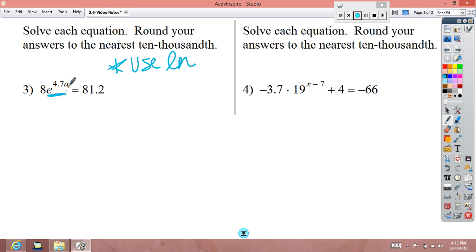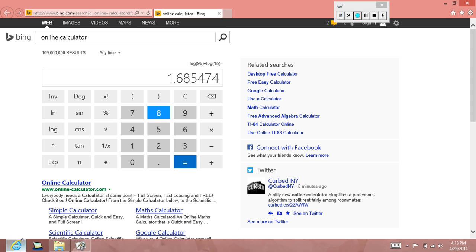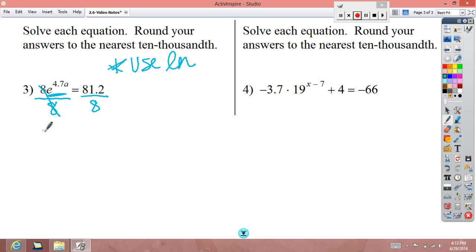And so what's on the same side as that? Well, this 8, right? And this is 8 times this. So I want to get rid of that. I'm going to do that by dividing. I'm going to divide both sides by 8. So 81.2 divided by 8 is 10.15. So e to the 4.7a equals 10.15.